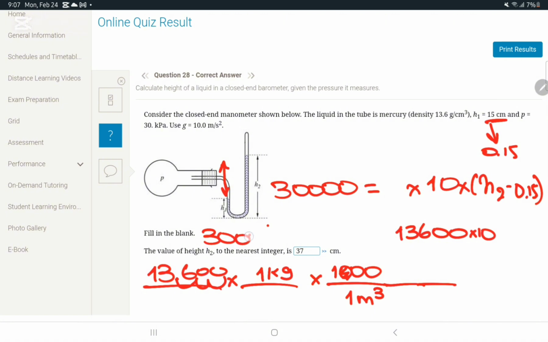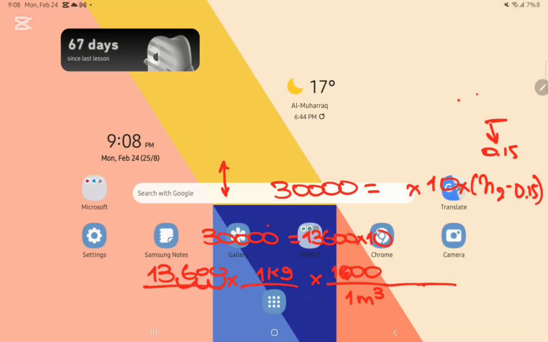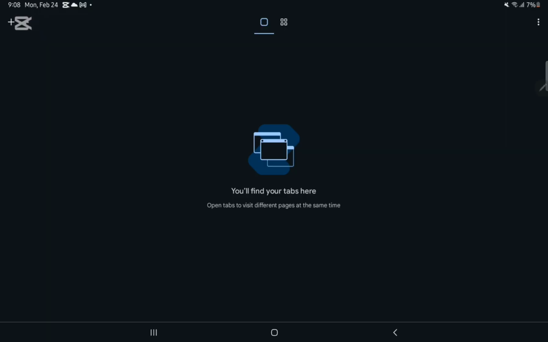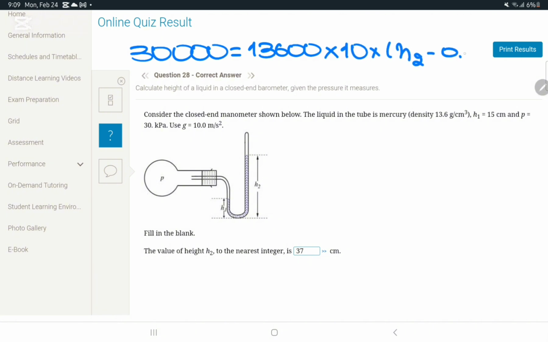Okay, let me copy it down. So 30,000 is equal to 13,600 times 10 times H2 minus H1. I think you can barely see like this. We need to plug it into the calculator. Okay, so I'll rewrite the rule. 30,000 is equal to 13,600 times 10 times H2 minus 0.15.